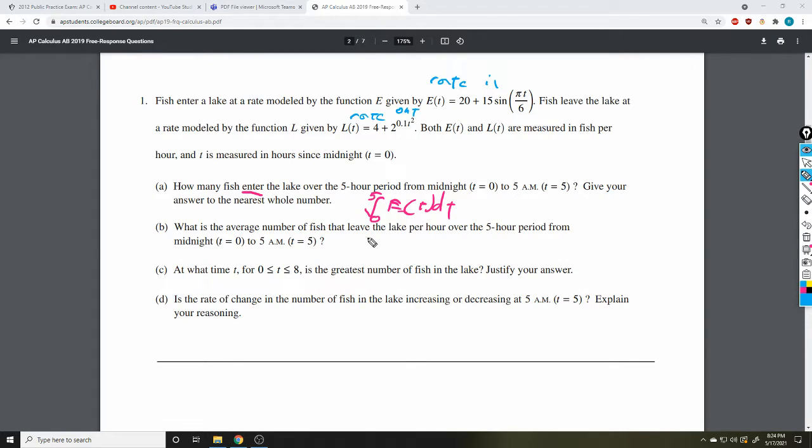Average number of fish that leave the lake per hour. This is average value of the function that has to do with the amount of fish that leave the lake per hour. So the average value of my rate out, L of t.